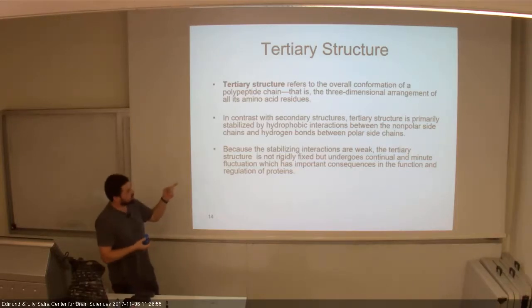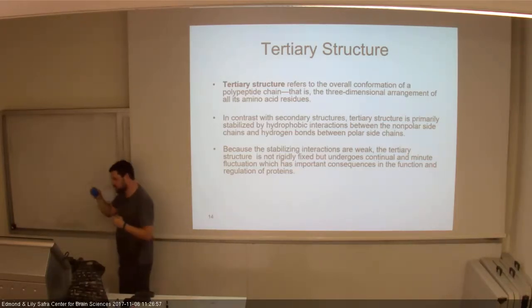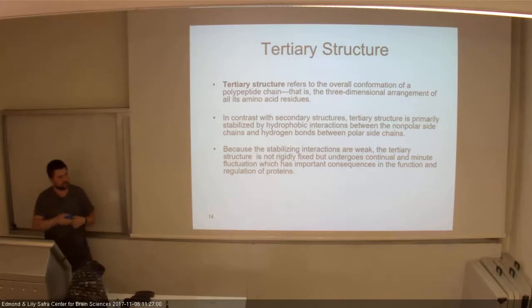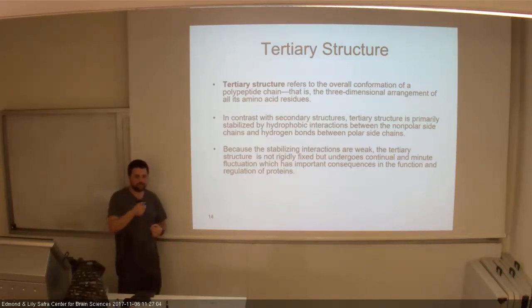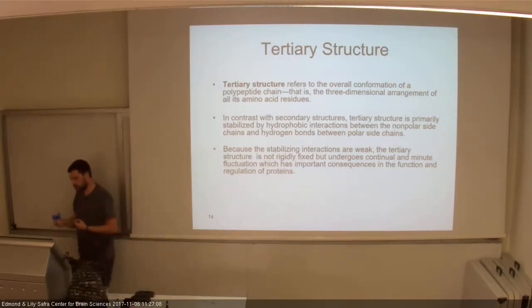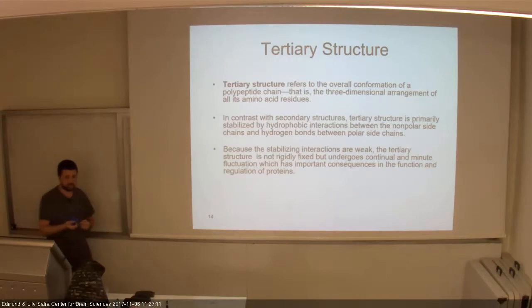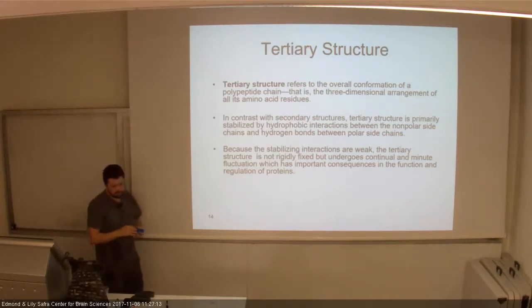Yeah, unlike the secondary structure, the 3D long-range folding, which is the tertiary structure, strongly depends on the identity of the amino acids themselves, not on the backbone, but on the side groups of the amino acids, or the identity of the amino acids.